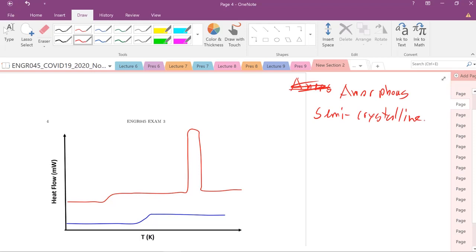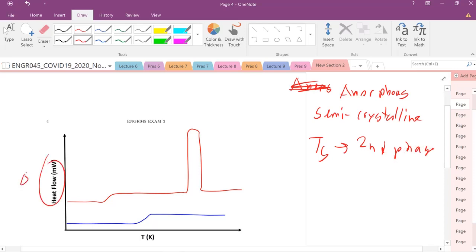So we know that to identify the TGs, TG is a second order phase transition. So when we plot heat flow, basically delta H versus T, we are not going to expect to see a discontinuity. When we see melting, which is associated with semi-crystalline, that is a first order transition. You'll see a discontinuity, a spike, or a peak here.